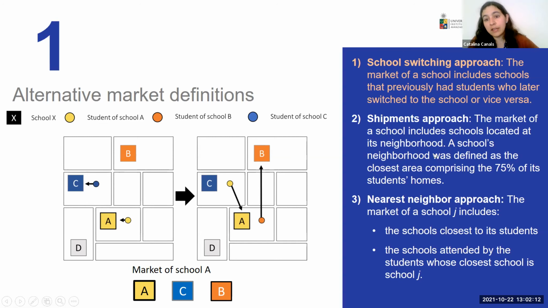The first one, we call it the school switching approach. The idea is that we are going to include in a school's market the schools that previously had students who later switched to the other schools, or vice versa. For example, if this is the initial situation, and this is, for example, 1 year later, we will say that school A competes with, or includes in its market, school C, because this student used to go to school C and switched and now attends school A. Also, we will include in school A's market school B, because in the original situation, this student used to attend school A and then switched to B. That is the first definition.